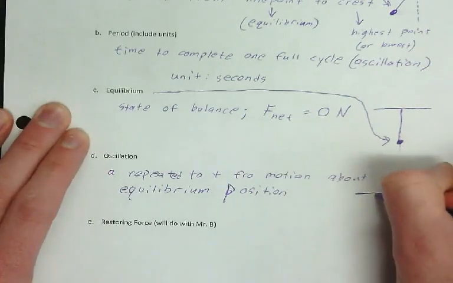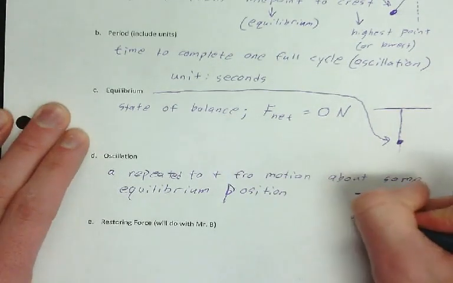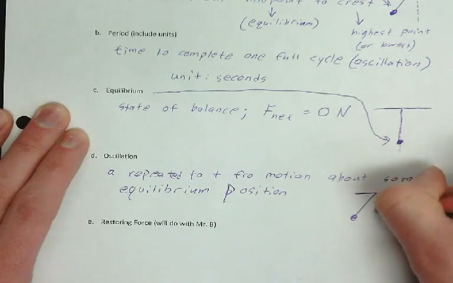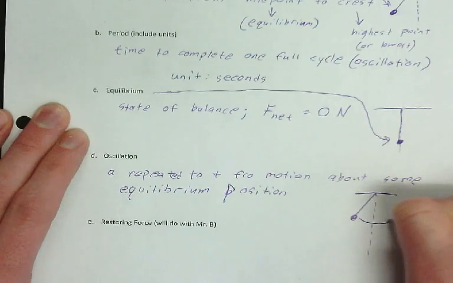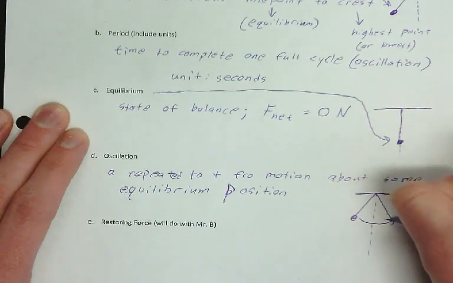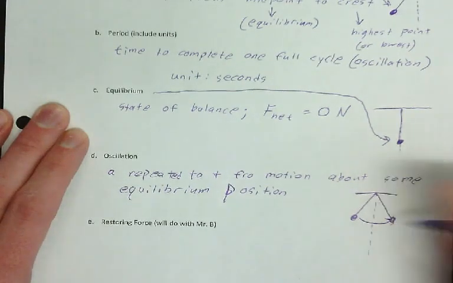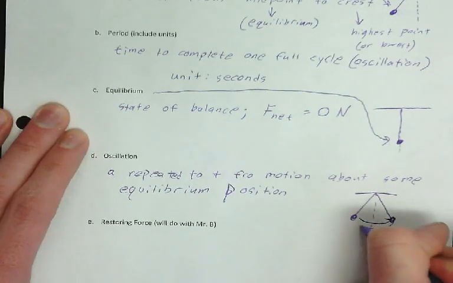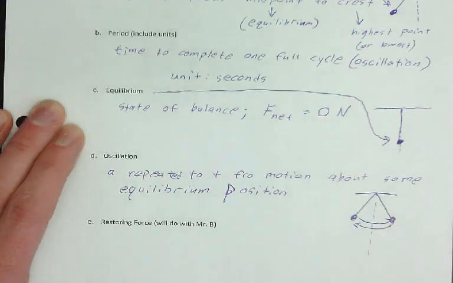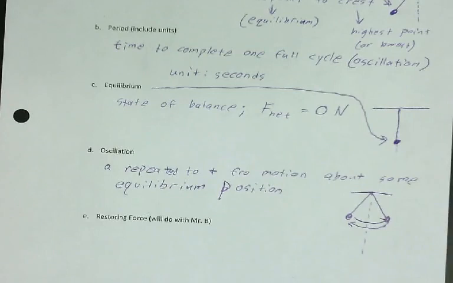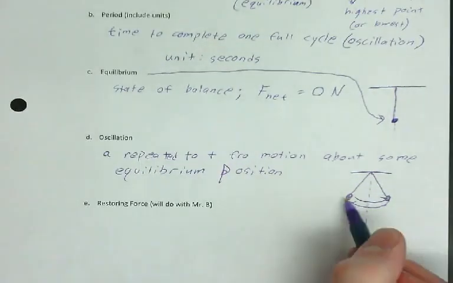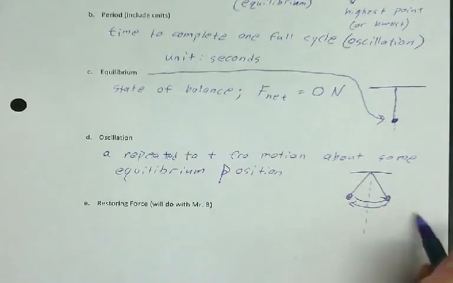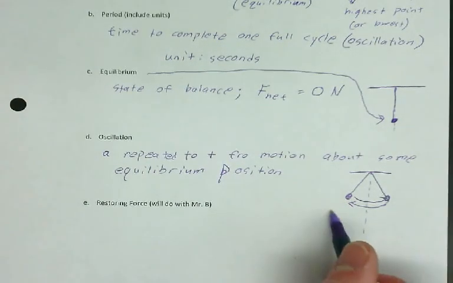So again, I've been kind of drawing diagrams for this. So equilibrium is straight down. So an oscillation would be going from one side to the other side and back again. So that would be one oscillation. It's a back and forth motion about some equilibrium position. So it goes from one side of equilibrium to the other side of equilibrium and then back again.